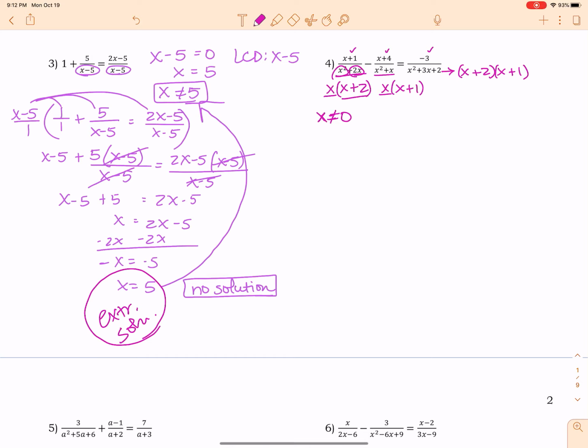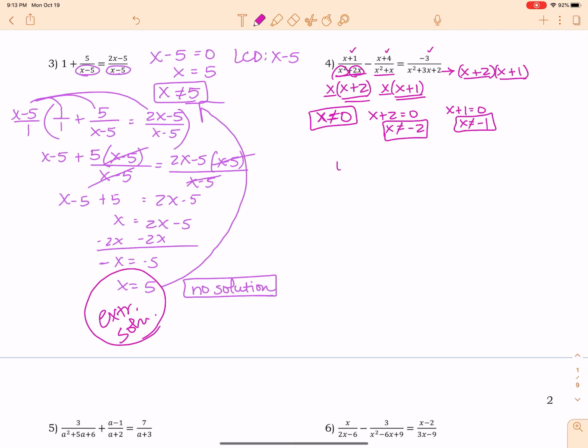Okay, now I'm going to take my x plus 2. X can't equal negative 2. Now I'm going to take my x plus 1. X can't equal negative 1. Now, we have an x plus 2 over here and an x plus 1 over here, but we've already taken care of those right here. So my 3 restrictions: x can't be 0, x can't be negative 2, x can't be negative 1.